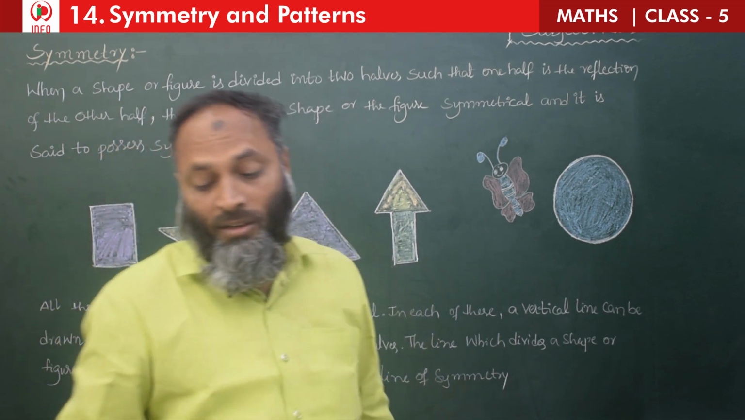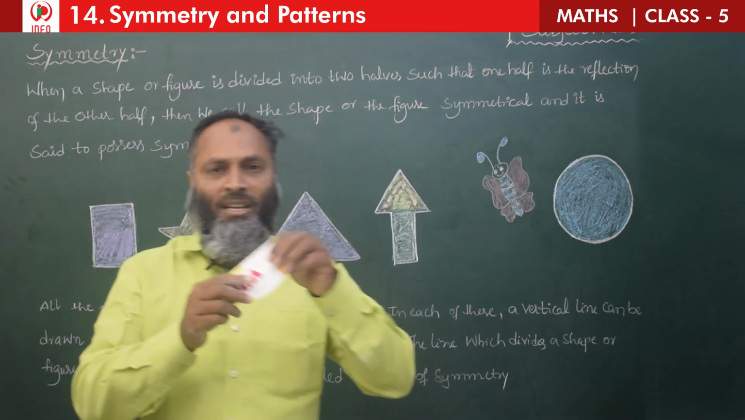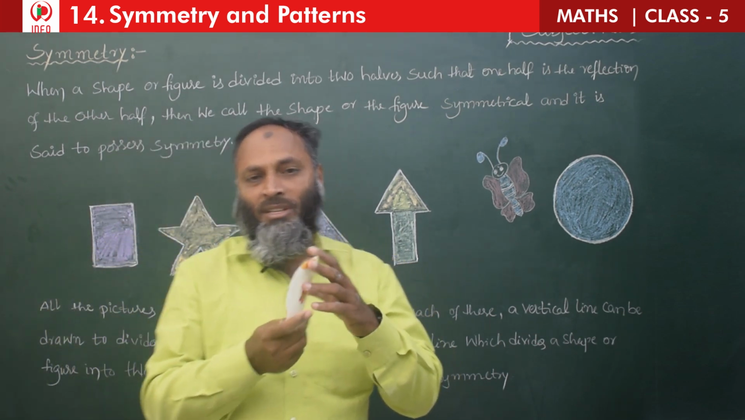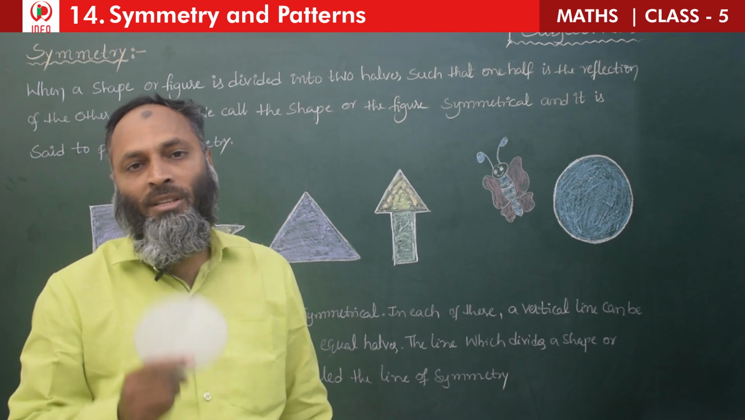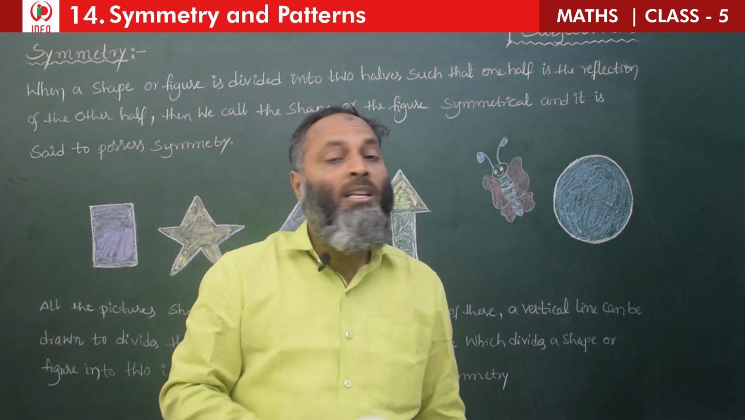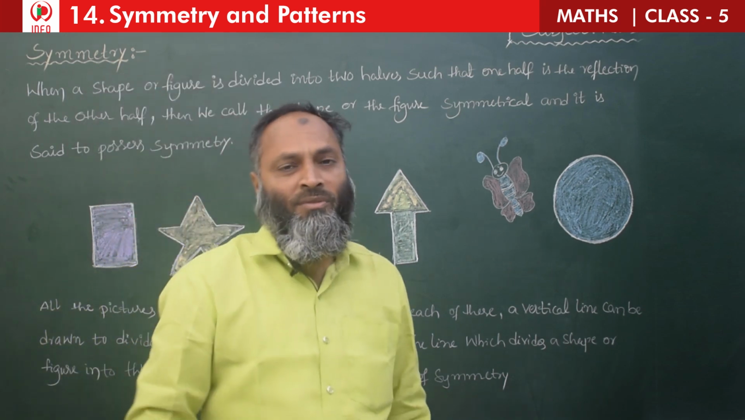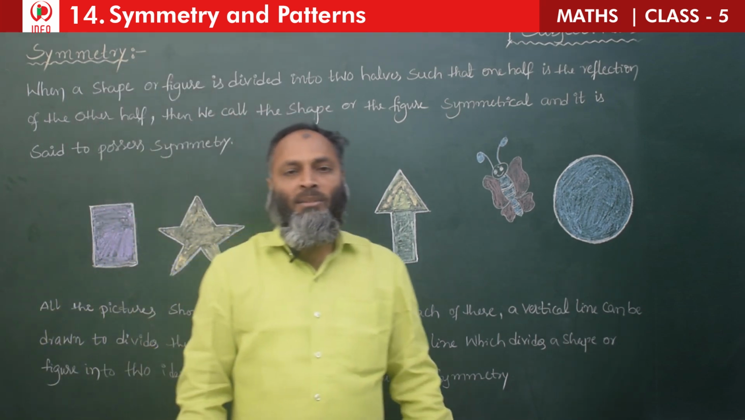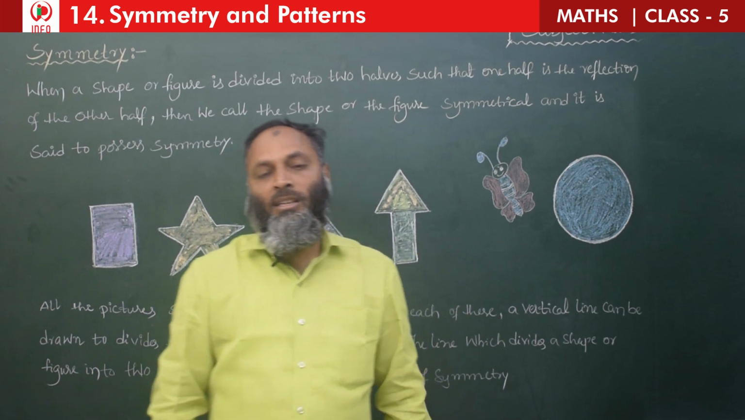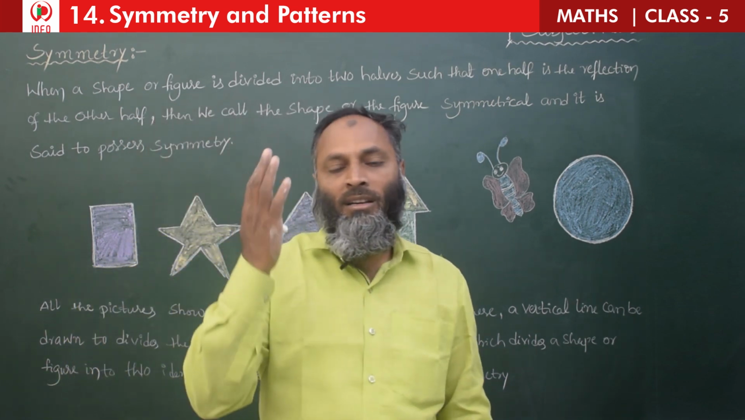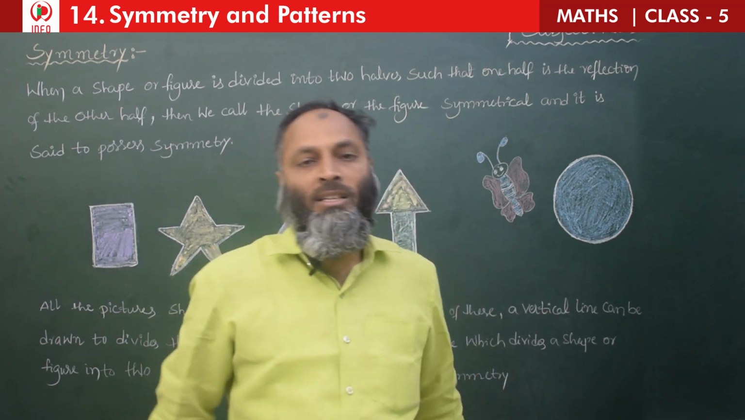Okay, if they do not coincide with each other, then the shapes are not symmetrical shapes. So what is an example of a symmetrical figure? A leaf. Leaves are symmetrical shapes. Our two hands are also symmetrical shapes.